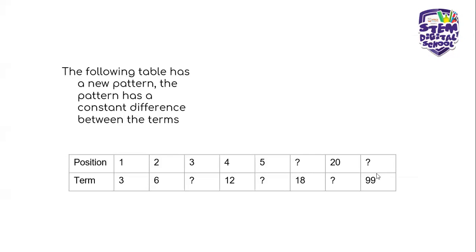So 60 will be the correct value. Now, can you see we have skipped the terms? We are now in term 99, and we want to know in which position is the term 99. Can you see that's where the rule comes in? It comes in because you can now use it to find the position. What will be the corresponding position to term 99?